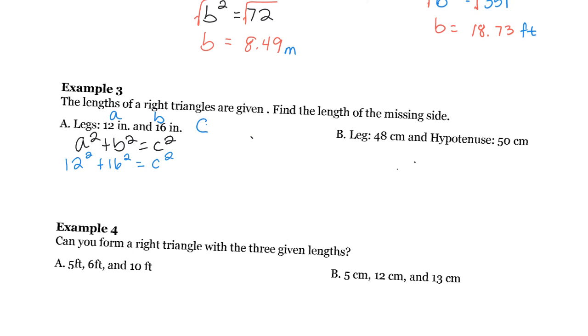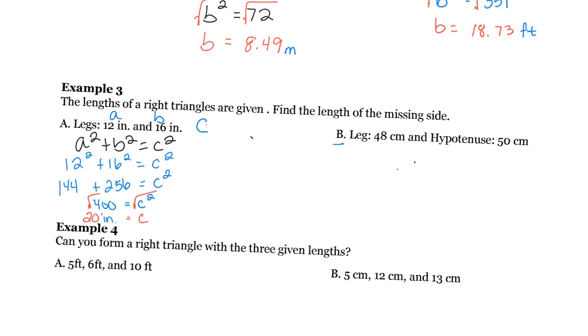So 12 squared is 144. 16 squared is 256. And C squared stays C squared. So 144 plus 256 is 400 equals C squared. Now we take the square root of both sides. So C equals 20. And then don't forget to label inches.